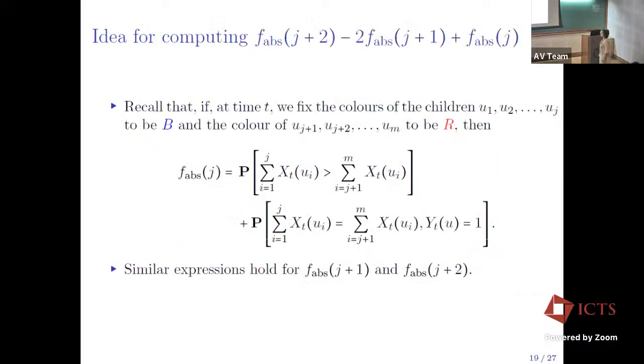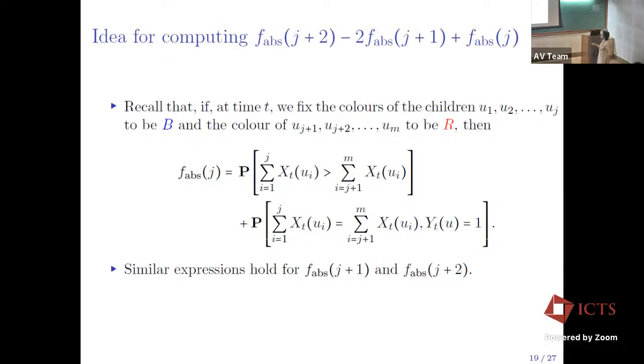So the idea for computing this quantity lies in what I want to call looking at vertices as pivots. There are some vertices that will play a pivotal role in determining, in switching the color of the parent vertex, and that's what we do.